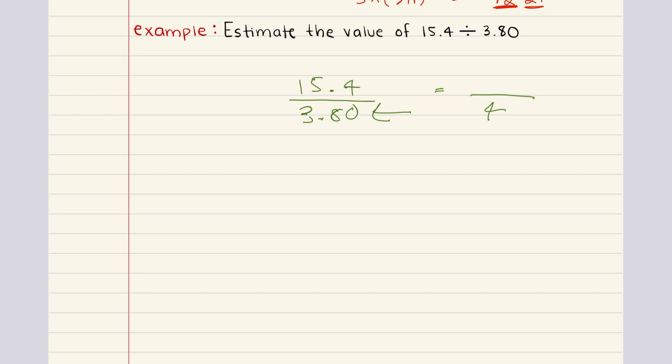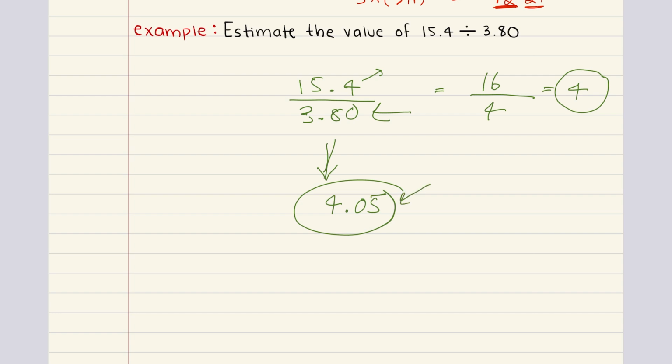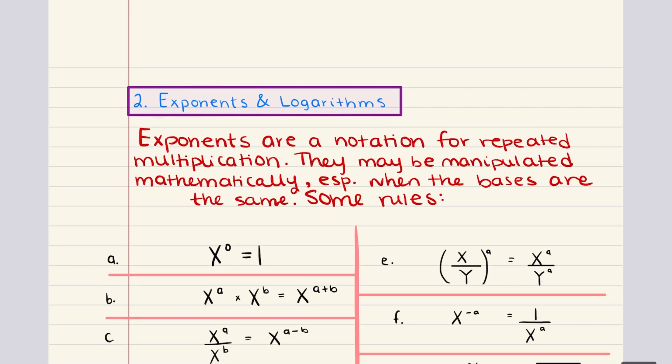What number can I round the numerator up to make the division by 4 easier? The answer here is 16. 16 divided by 4 is a really easy calculation, and we get 4. Now, the actual value of this division is 4.05, so you notice we did our estimation really well because the value we got is really close to the true value. With that, we can go ahead and move into objective 2.